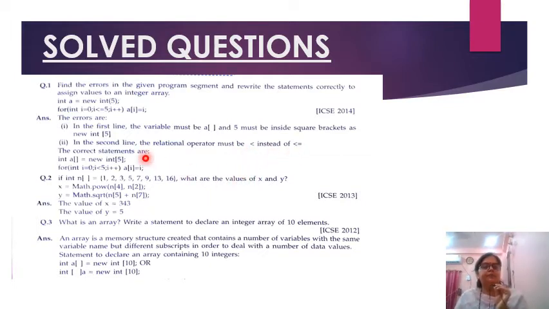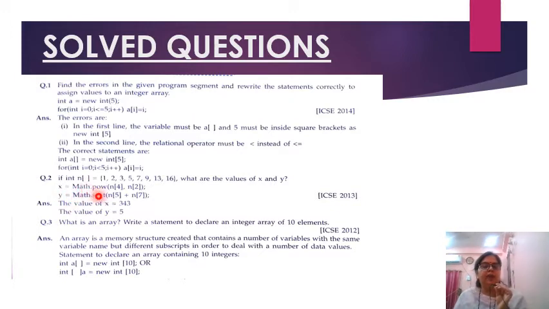Okay, the correct statements are written here. See, the correct statements are like this. Now question number 2 is there, of 2013. If int n array contains these numbers 1, 2, 3, 5, what are the values of x and y?